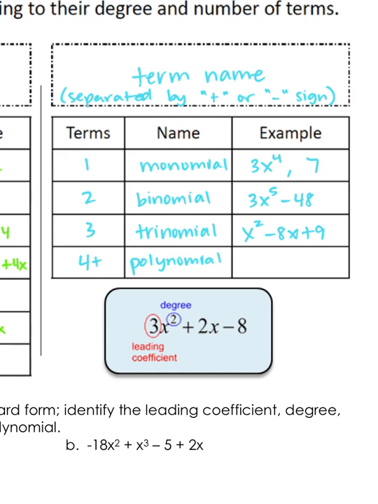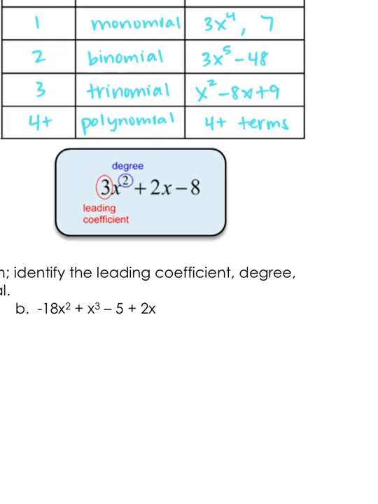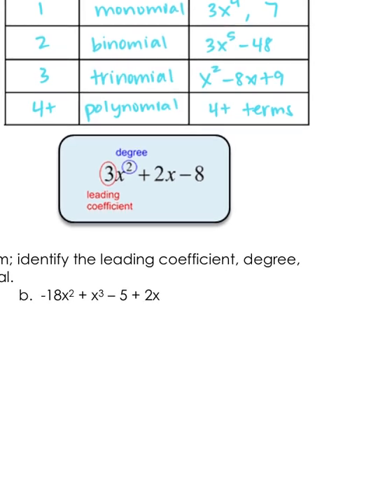Now technically all of these are polynomials. However, we have more specific names when they have 1, 2, or 3 terms. So a polynomial is going to have 4 or more terms. One thing I want to mention down here, something we have talked about, but it's been a while, is the leading coefficient. The leading coefficient, so we call that LC, goes in front of the highest degree term.